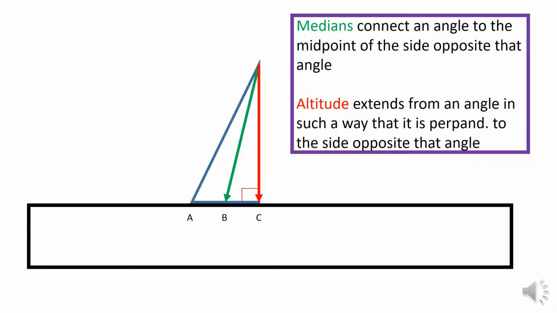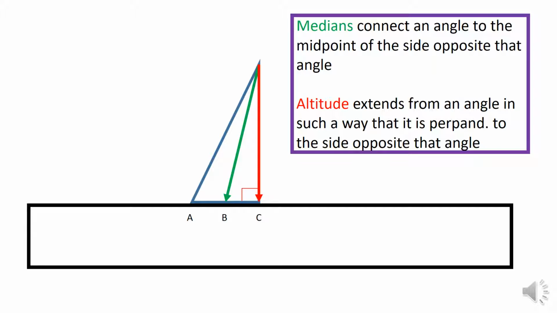Now the altitude is extending from that same angle. It's going to extend from that angle in such a way that it is perpendicular to the side that is opposite that angle. So in other words, the altitude from this angle that's on the top must be perpendicular to segment AC.